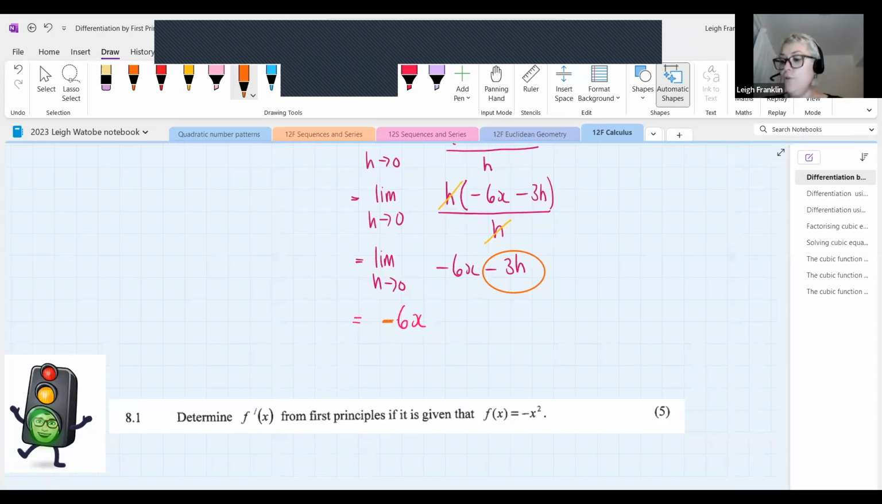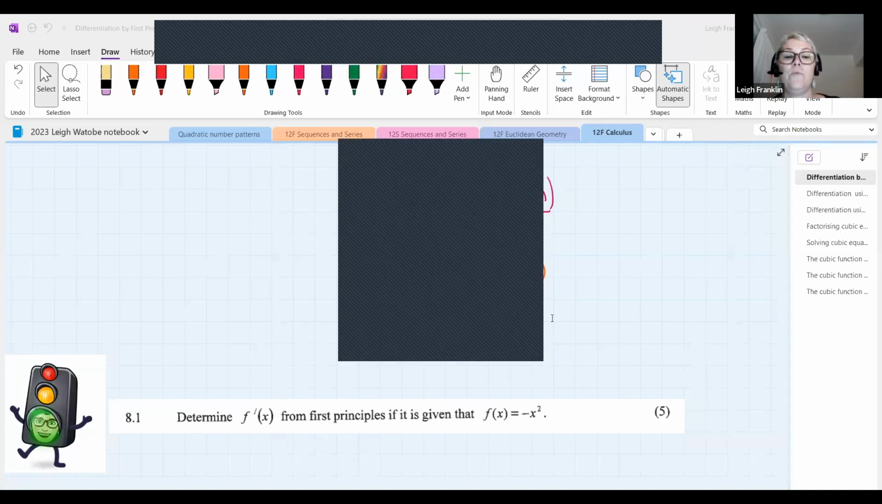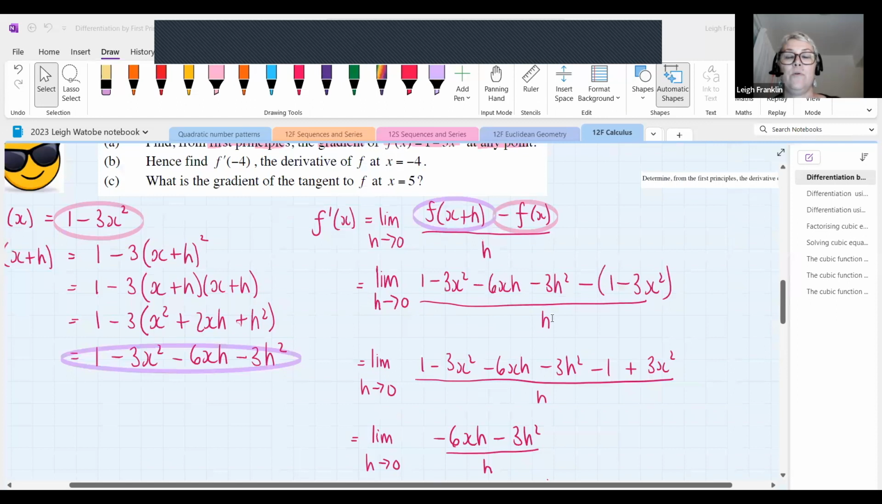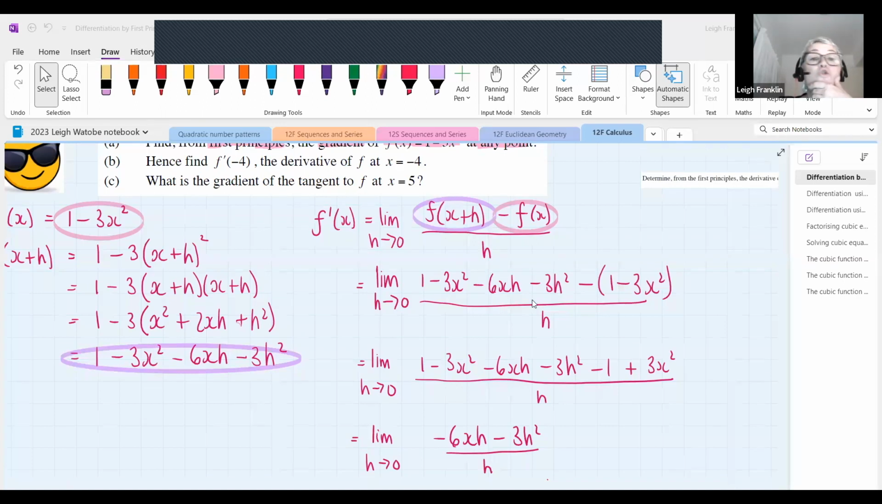Okay, go for it. So, ma'am, if you are not asked to use the gradient formula, can I also use the power rule? Not for this question, no, you can't.